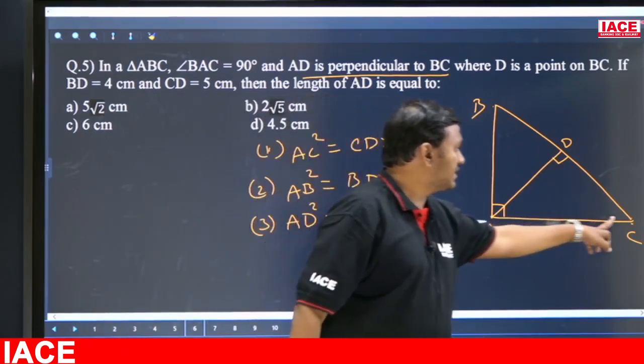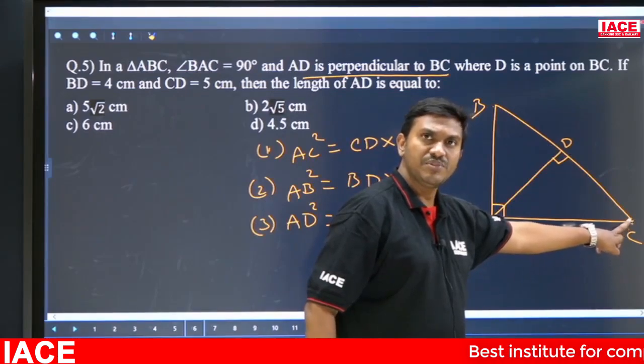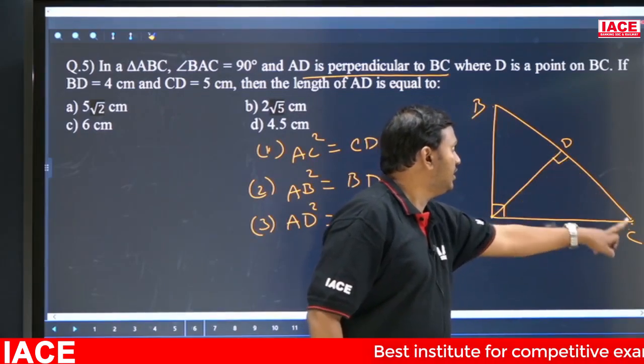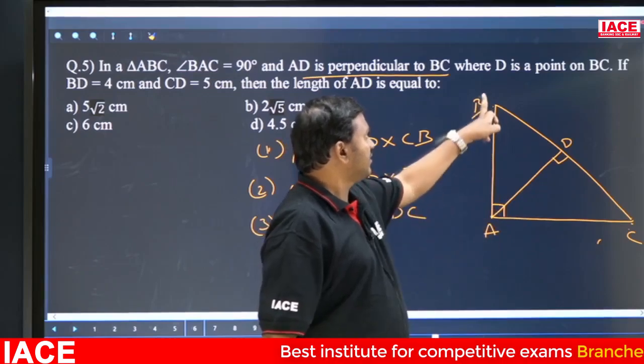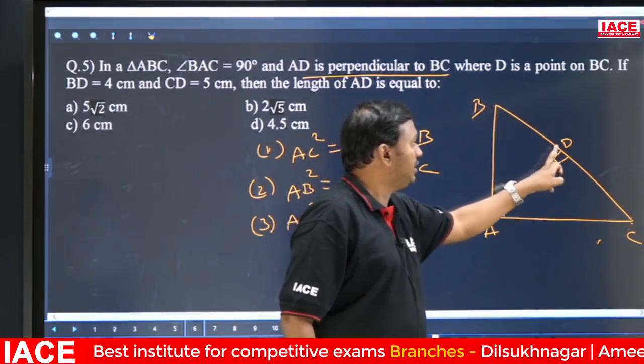Just carefully. AC square, C: CD into CB. Always we start with C only. AC square equals CD into CB. AB square equals BD into BC. Similarly, AD square equals DB into DC.